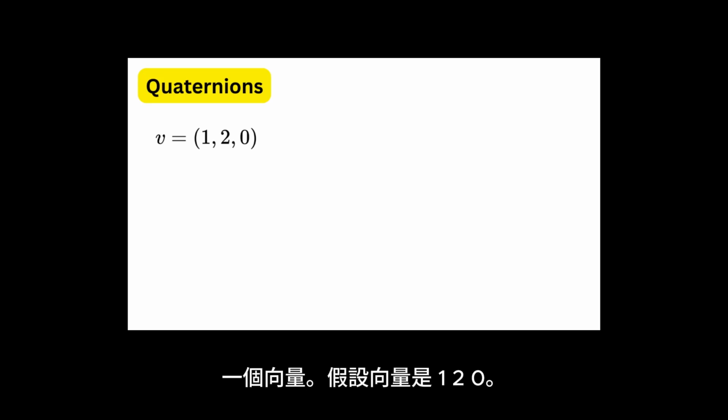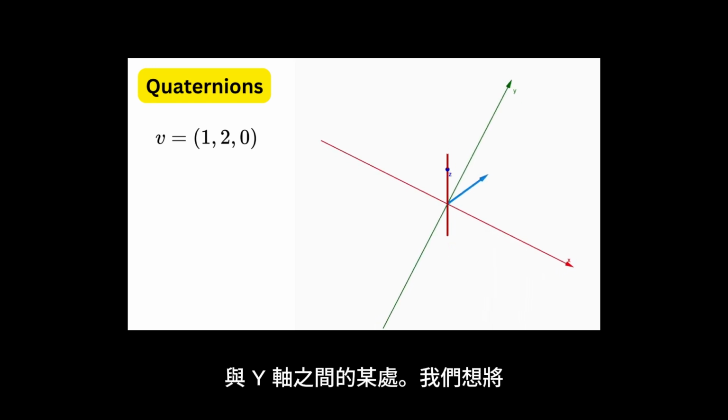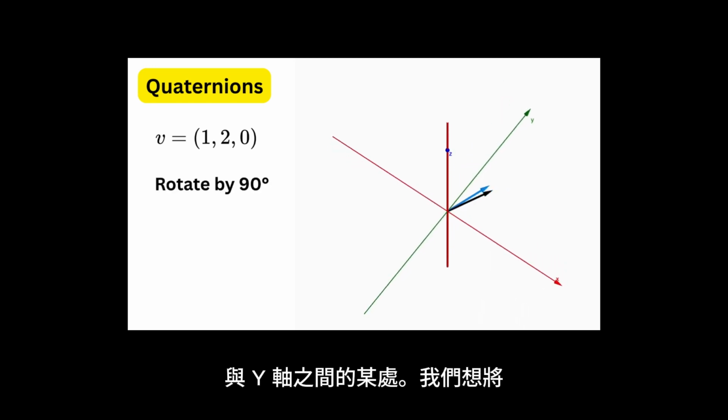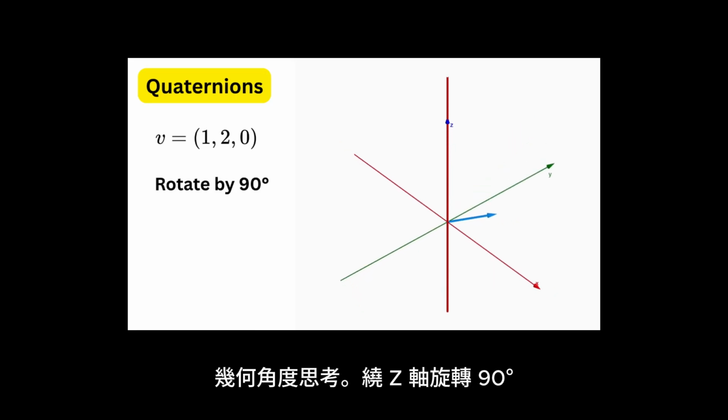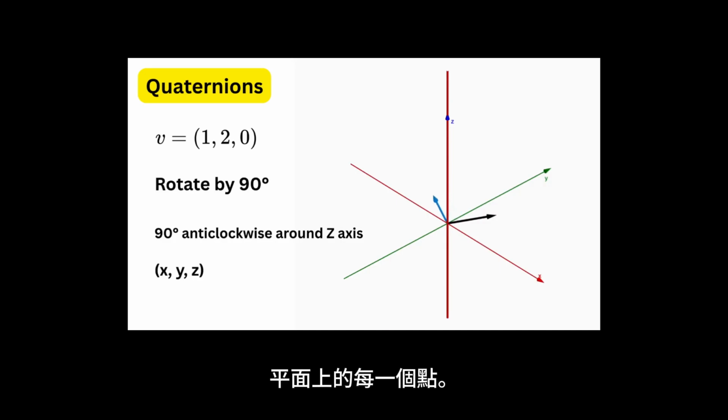Suppose the vector is 1, 2, 0. This vector points somewhere between the x-axis and y-axis. We want to rotate this vector by 90 degrees around the z-axis. Before using quaternions, let us think geometrically. A 90-degree rotation around the z-axis transforms every point in the xy plane in a predictable way.